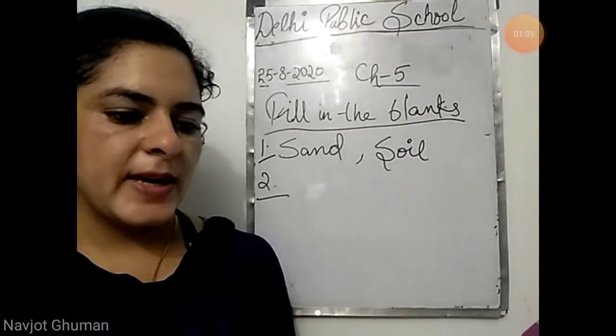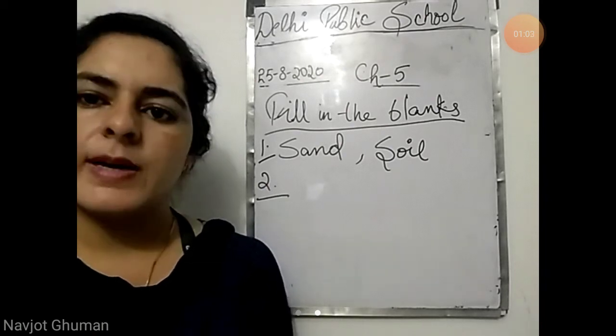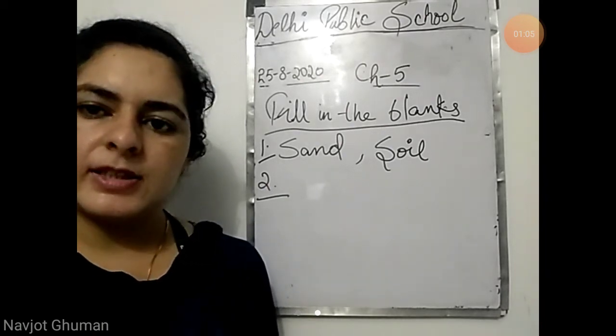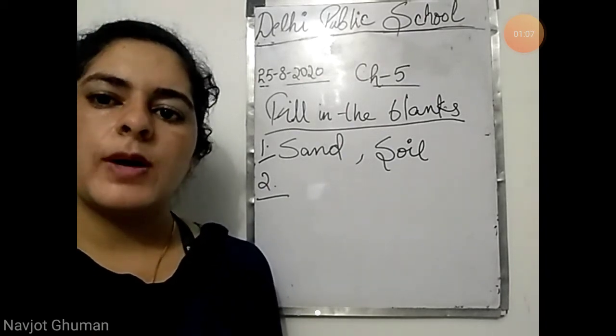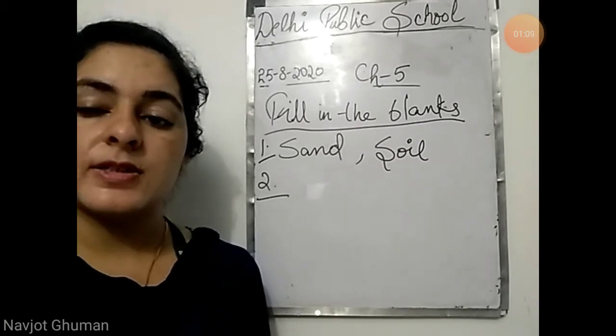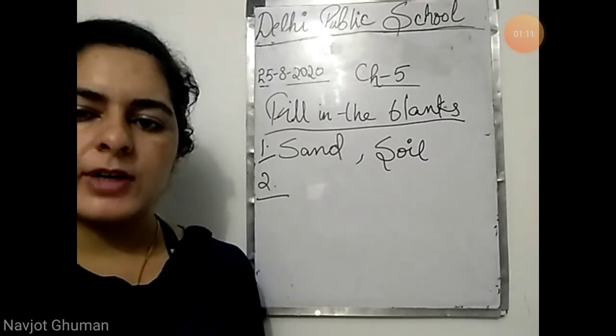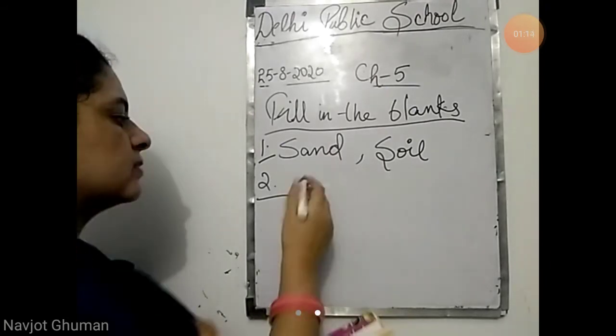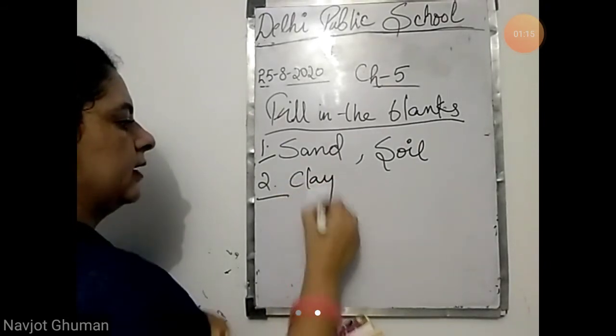Next, dash particles are the smallest soil particles. We know clay is present in the form of powder. Small particles are there, a very smooth texture of clay is there. So, clay has the smallest particles of all.